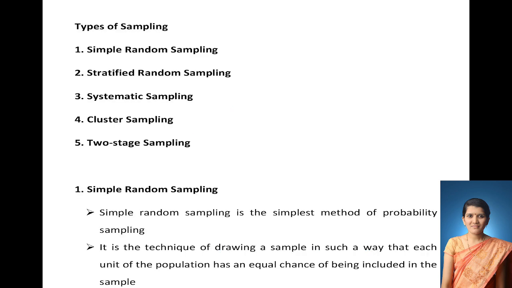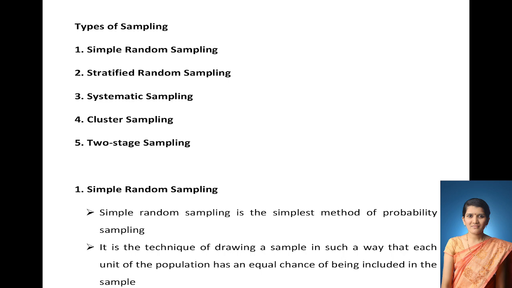So now we discuss types of sampling. First is simple random sampling, second one is stratified random sampling, third one is systematic sampling, fourth one is cluster sampling, and last one is two-stage sampling. Now we discuss one by one. First one is simple random sampling.